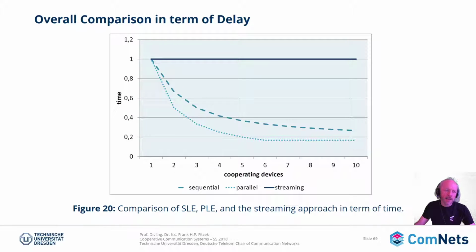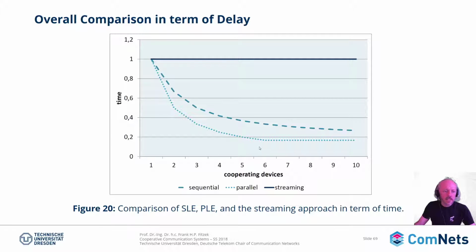Interesting is more the time aspect. As I said, the streaming one does not have a gain. It's always the nominal time. And here the parallel one is really outperforming the sequential one, right? Because here you will see a gain in doing that, which is clear.